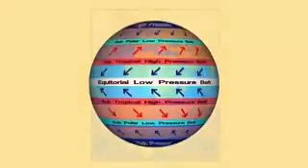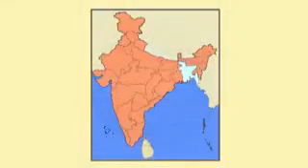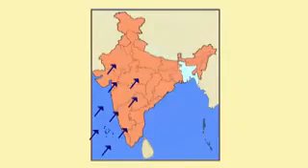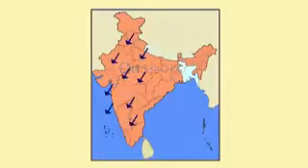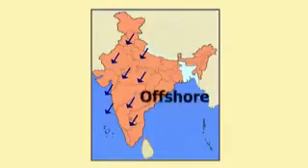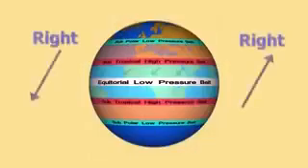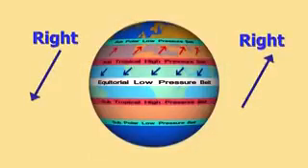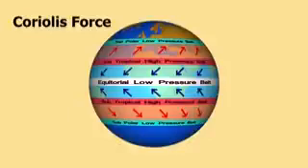And two different types of winds blow over India, that is southwest and northeast monsoon winds. The southwest monsoon winds blow from sea to land, that is they are onshore winds, and northeast winds blow from land to sea, that is they are called offshore winds. Why do these winds deflect? Actually, these winds deflect to the right in the northern hemisphere and they deflect to the left in the southern hemisphere. The reason behind that is Coriolis force.